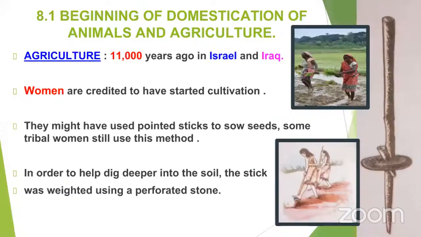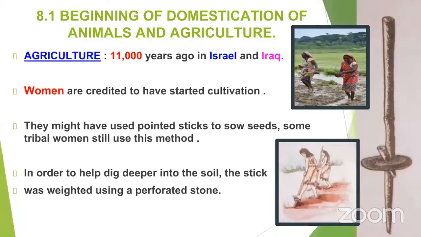In Israel and Iraq, women are credited to have started cultivation. Actually, man and woman nowadays both are doing this agriculture, but the first credit goes to women. They are credited to have started cultivation.